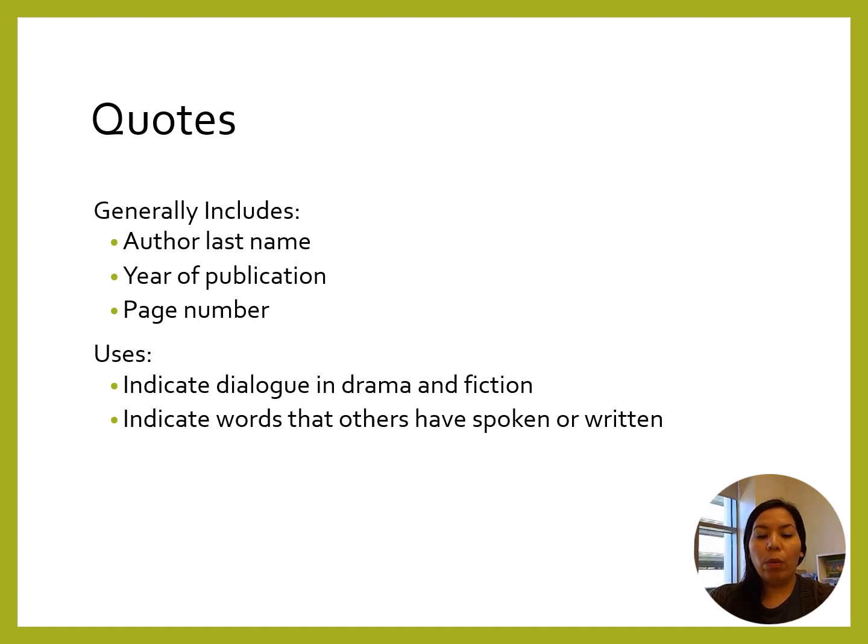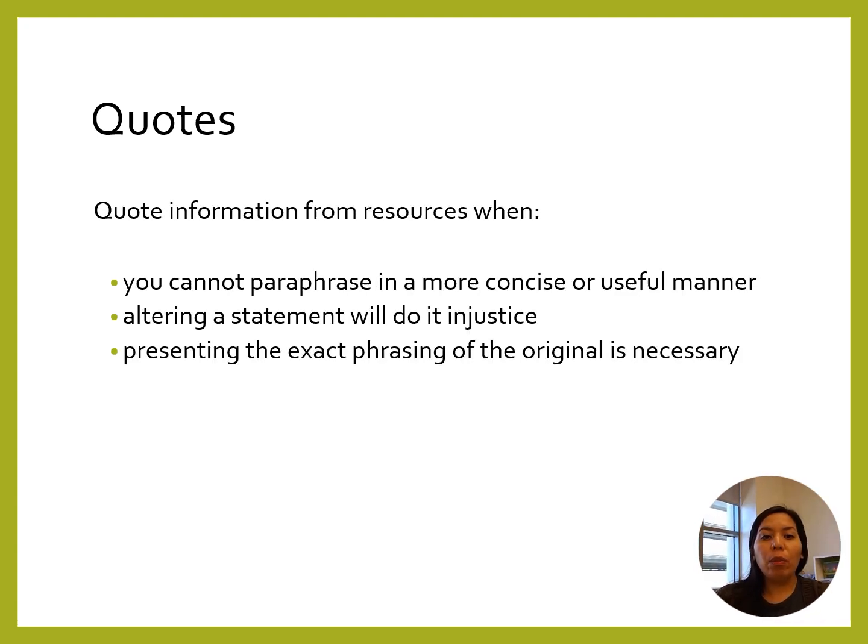So when you have a direct quote, something that's in quotation marks, right, you've taken that, copied and pasted it into your work, you're going to cite using the author's name, the year of the publication, and of course the page number so that I can double check and see exactly where you found that quote. Okay, so you're going to quote information from resources when you cannot paraphrase in a more concise or useful manner, when you realize that altering the statement will do it injustice, and very similarly, when presenting the exact phrasing of the original is necessary and probably most necessary for how it is you're going to support whatever argument you're making.